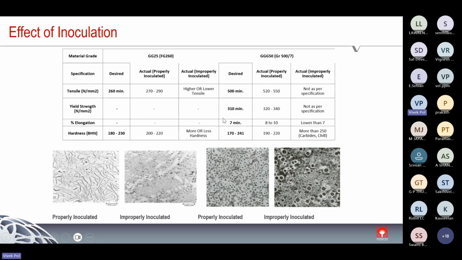So because of this microstructure, the mechanical properties are also affected. Means if the microstructure is not good, then the mechanical properties will also be affected. That's why inoculation plays a very important role.